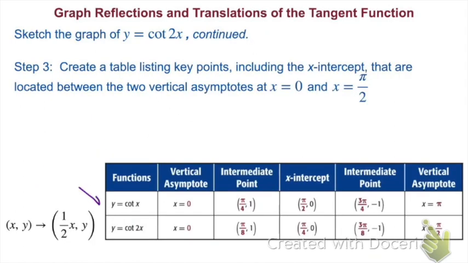From here, we do our table again. Here's our parent function on the top, and I'm going to apply my transformation to it to create my first cycle. Since our b is 2, we are going to multiply x by 1/2, and this is what we get. Our x-intercept was at pi halves, now it's at pi fourths. We have our vertical asymptotes on the ends that we found earlier. And then our intermediate points, we multiply by 1/2 and get pi eighths, and you get 3 pi eighths. And then we're going to graph it.